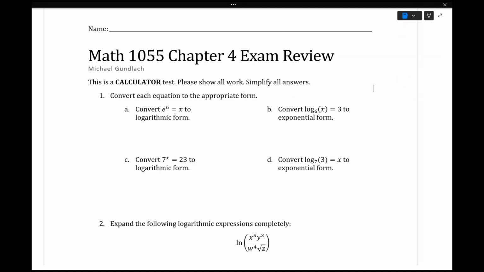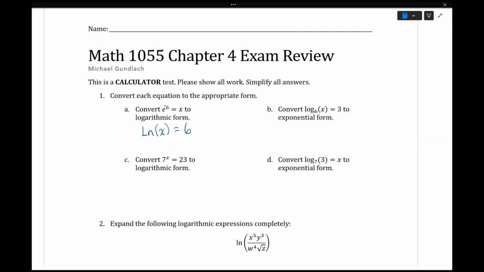So first up in this exam, we're going to convert equations. Now, this is a big part of this chapter. It's going to show up a lot. And this is part of the idea that logarithms are the inverse of exponentials. So first we're saying convert e to the sixths equals x to logarithmic form. Well, remember the logarithm base e is the natural log, so we would say natural log of x equals 6.